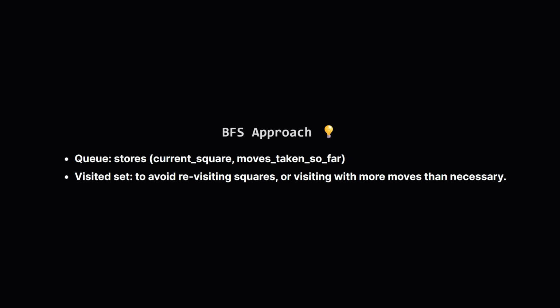With BFS, we'll use something called a queue. You can think of it as a waiting line. We'll put pairs of information into this queue: the square number we're currently on, and how many moves it took to get there. We also need to keep track of squares we've already visited and fully processed. This is super important to avoid going in circles or doing extra work. For example, if we've already found a way to reach square 10 in, say, 3 moves, we don't really care if we later find another way to reach square 10 that takes 5 moves, because we want the minimum.